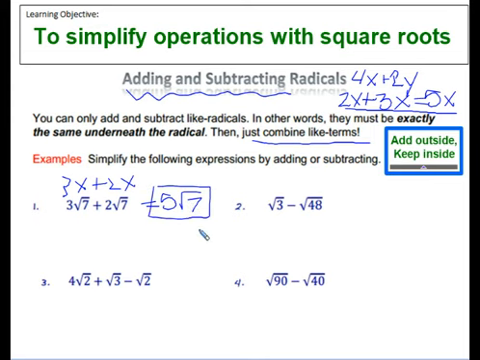Now, let's go over to 2. We have the square root of 3 minus the square root of 48. Now, just by looking at them, we can't combine like terms. We can't subtract these radicals because this 3 is not the same as this 48. But we have to be careful because in the last video, we talked about simplifying square roots.